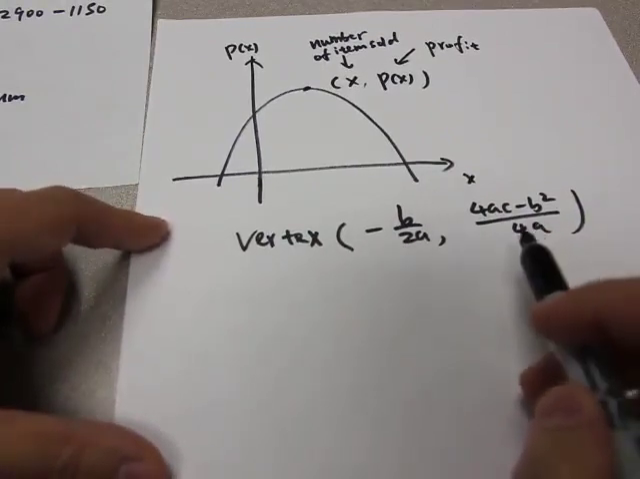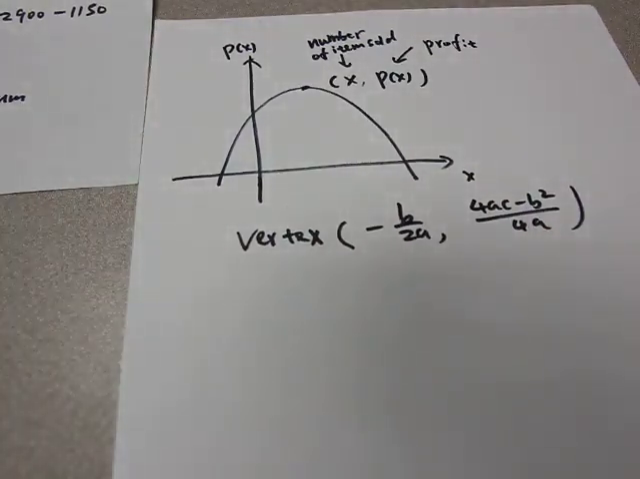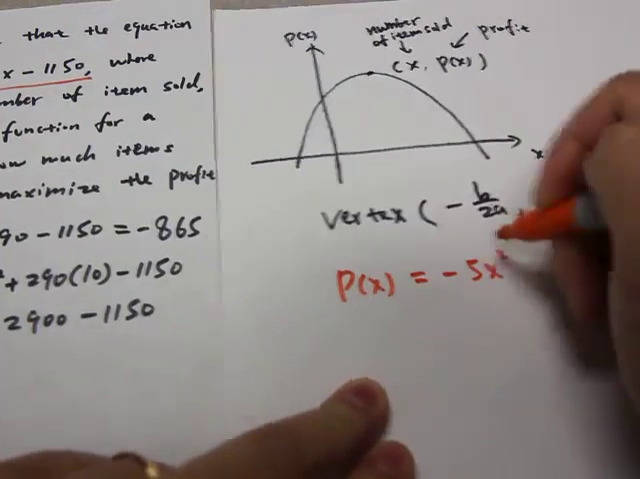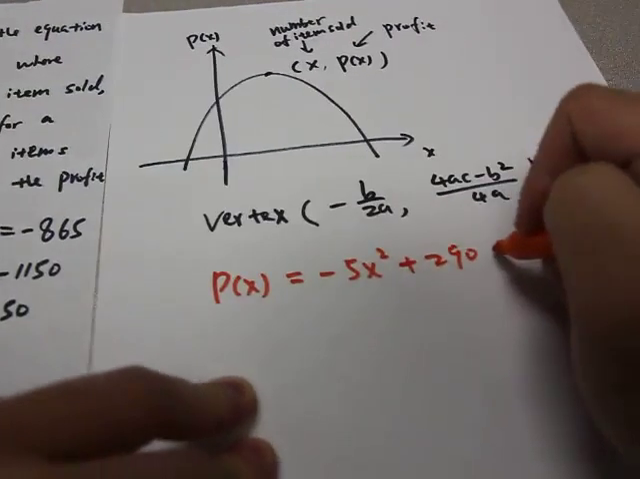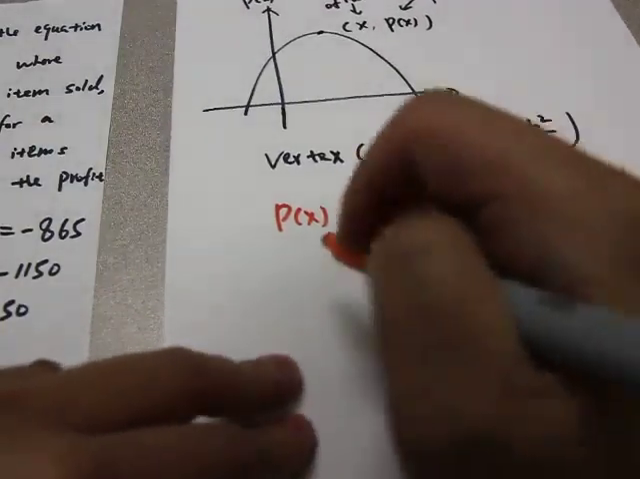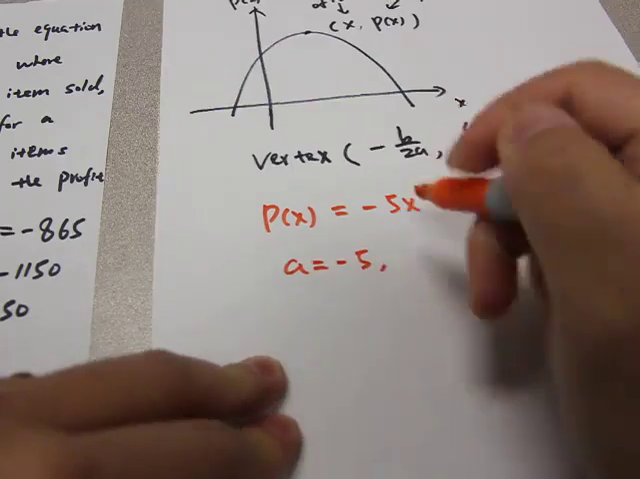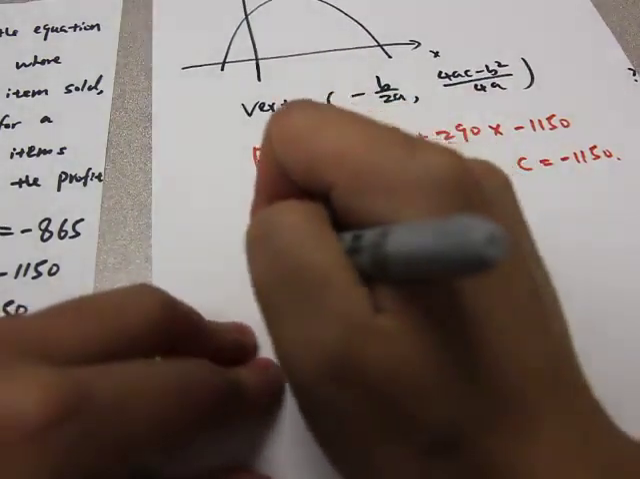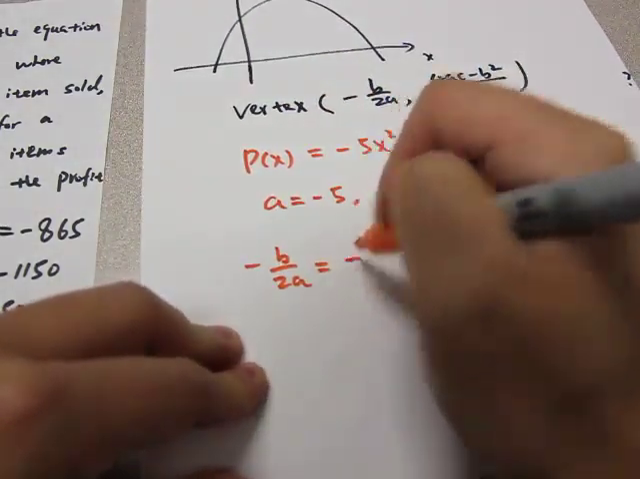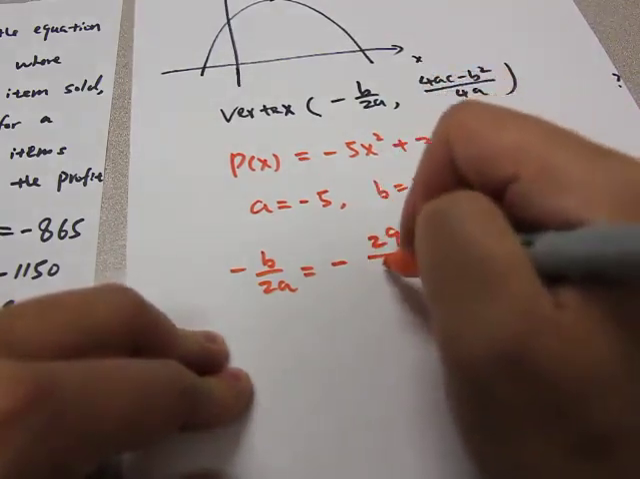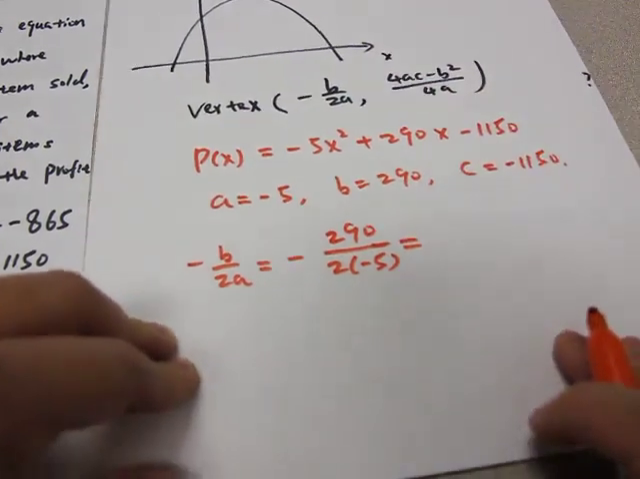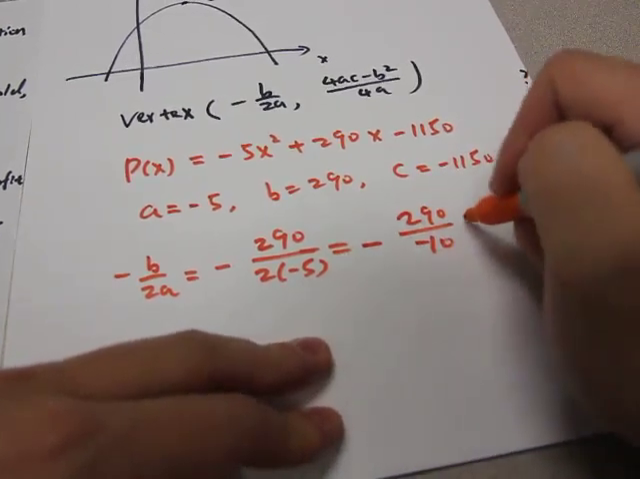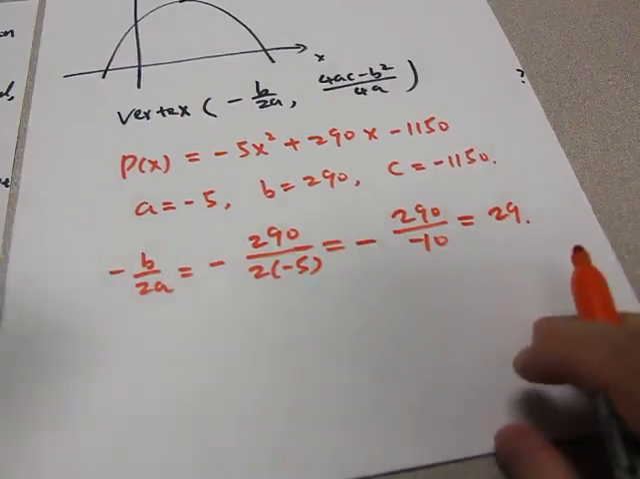And we know we can use this formula to find the vertex. So let's do this. The function P(x) is negative 5x squared plus 290x minus 1150. So from the function, a is negative 5, b is 290, and c is negative 1150. So negative b over 2a is going to be negative 290 over 2 times negative 5. This is negative 290 over negative 10, which is positive 29.